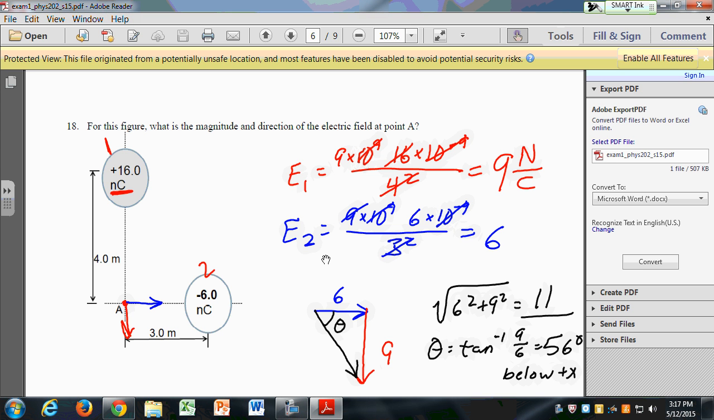Are we done with vector problems? You'll definitely have a vector problem on the test. Okay. Is that okay? I'm still writing it. Oh, okay. All right.